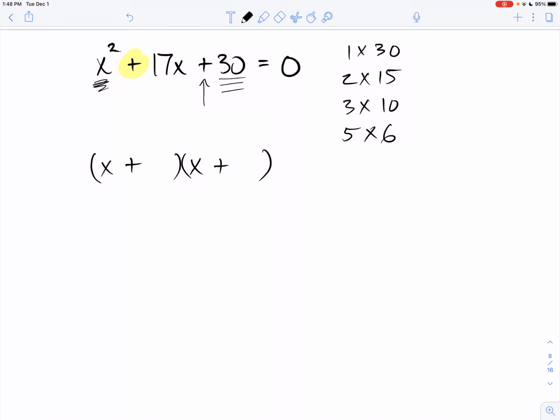Now take a look. I need to come up with 17. Wait, I'm stopping right there. 2 plus 15 is 17, and 2 times 15 is 30. And I have just unlocked this baby.